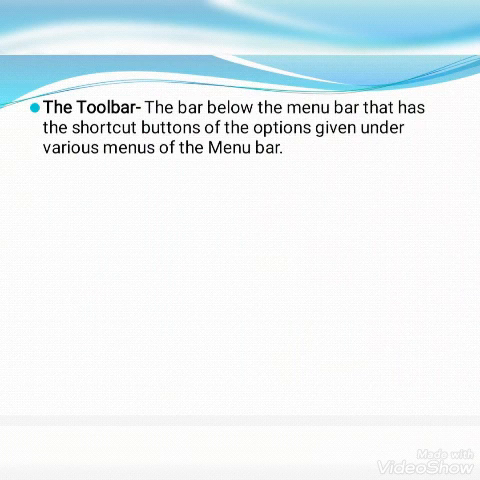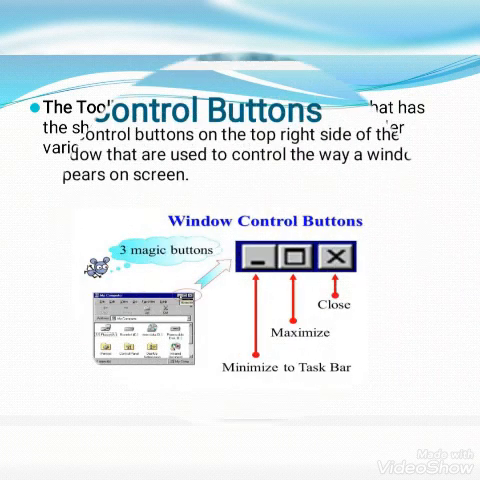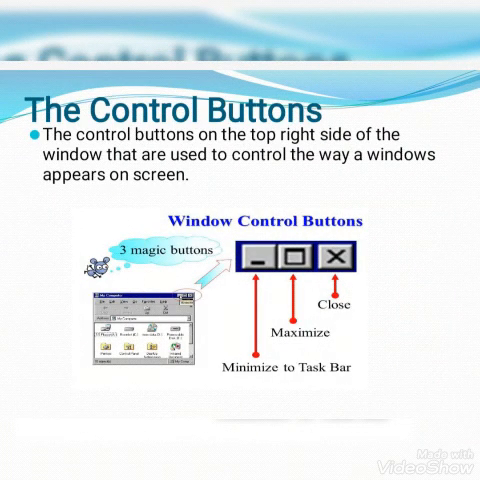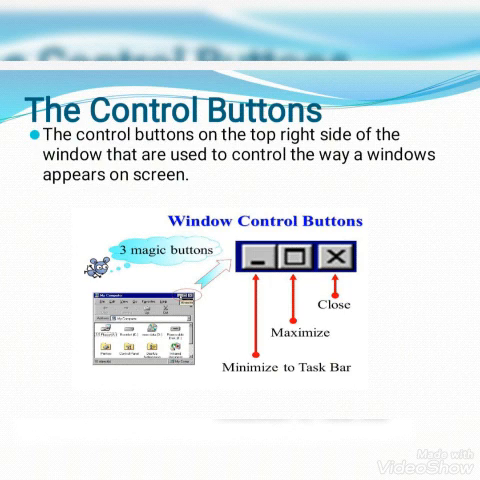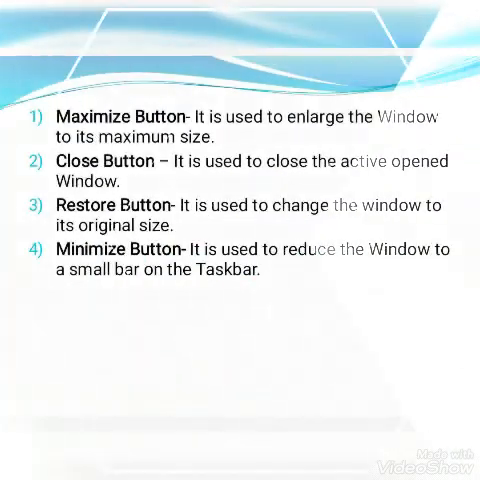Now the next topic is the control buttons. These buttons are on the top right side of the title bar. Here you can see the picture. These buttons are used to control the way windows appear on the screen. The different types of control buttons are maximize button, minimize button, restore button and close button.